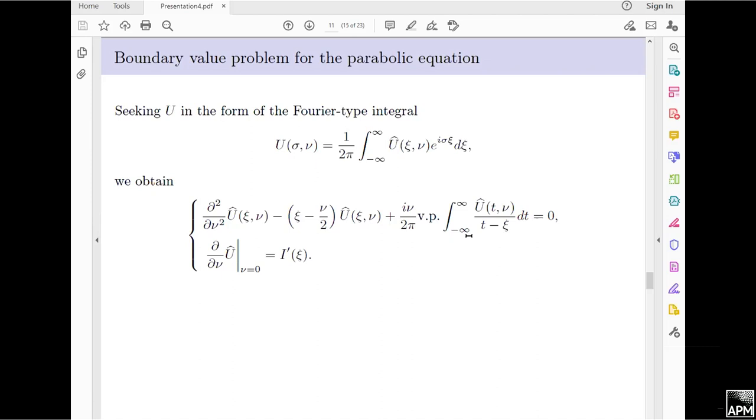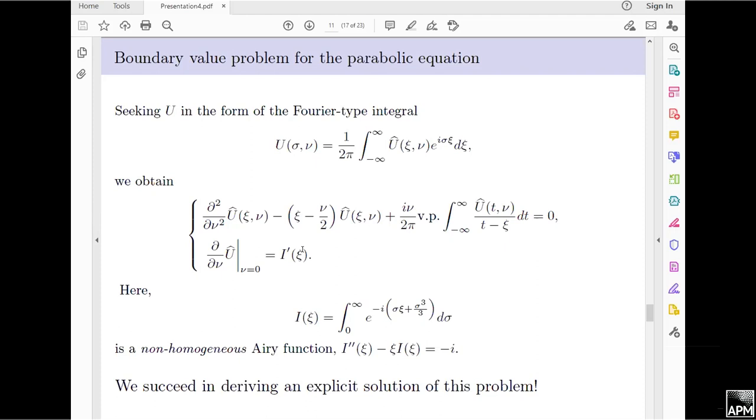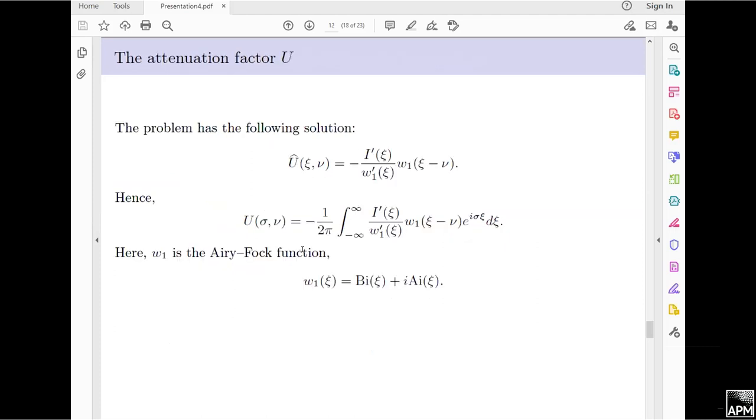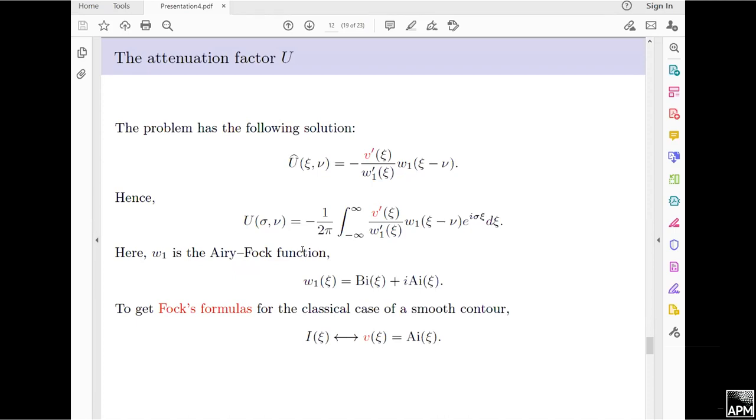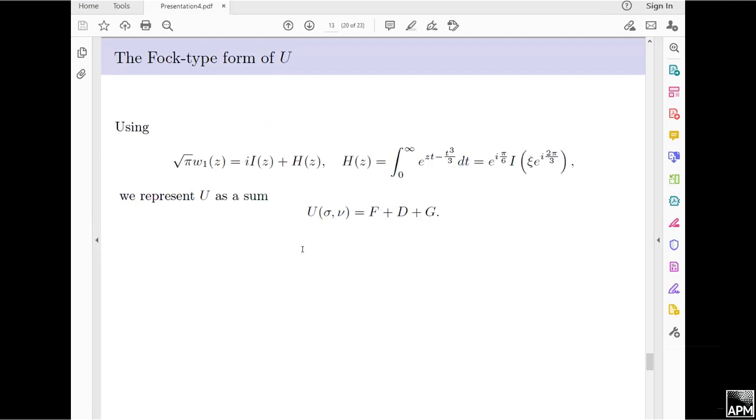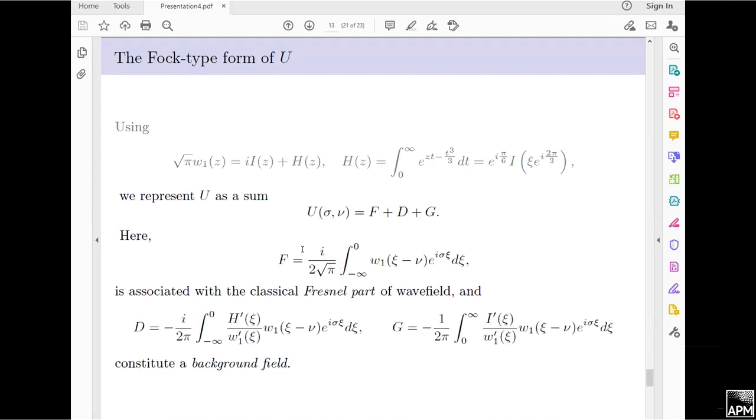How to solve this equation? Well, we were lucky to find an explicit solution. It involves a so-called non-homogeneous Airy function. In Fock's papers, it was a standard Airy function. So we found the solution. We investigated it in a similar manner to Fock's theory. Fock had Airy functions; we have this non-homogeneous function. Well, it is not a subject to be spoken about in such a short time.